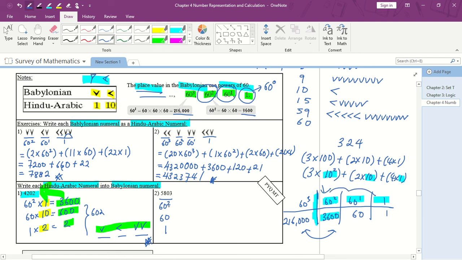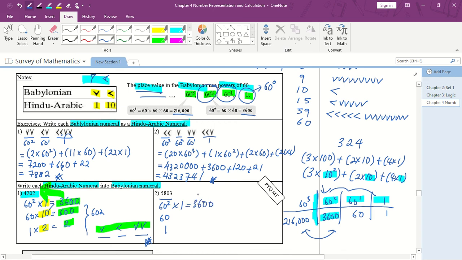And now we need to find how many 60 square are needed, how many 60 are needed, and how many 1 are needed. So the first thing we need to do is use 5803 to divide by 60 square, which, as you know, is 3600, right? So we just divide by 3600. If you use a calculator, 5803 divided by 3600, you get the decimal 1.611944444, which is 1 point something, right? So you just get 1. So 1 times 3600 is equal to 3600.